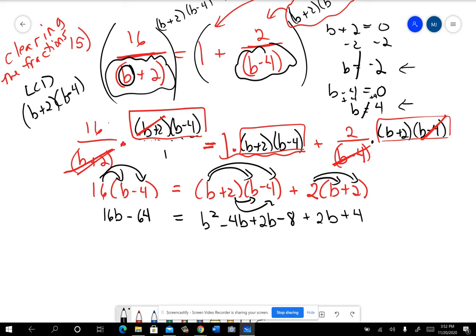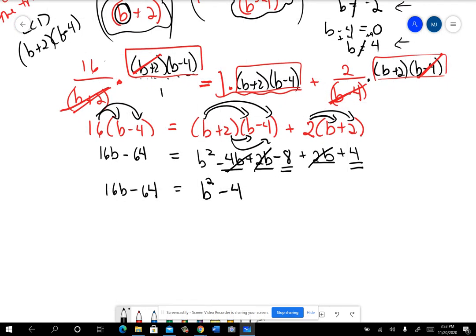Now, at this point, it's best to go ahead and get your like terms combined on each side separately. So 16b minus 64, I'm just going to hold off on that. That's fully simplified already. But over here, I've got all these b terms. So negative 4b plus 2b would be negative 2b. And then I got a positive 2b. They happen to cancel out. That doesn't always happen. So I see a b squared left here. And then I've got a negative 8 and a positive 4, which I can put together. They're on the same side, so I'm just combining like terms. And I get b squared minus 4.